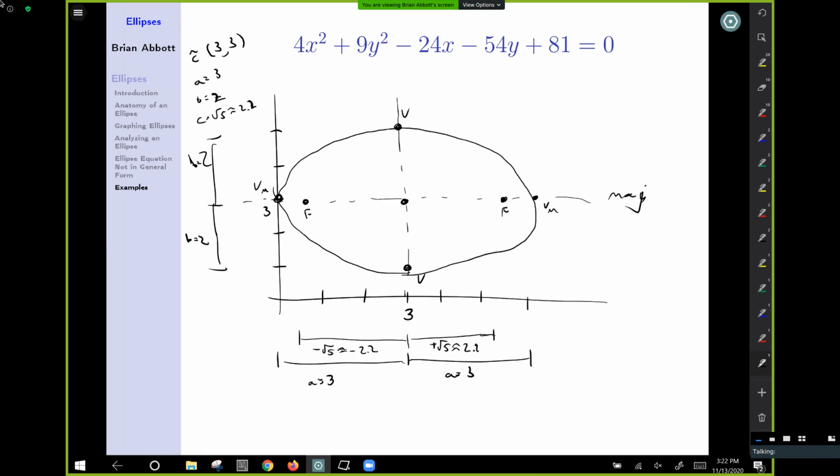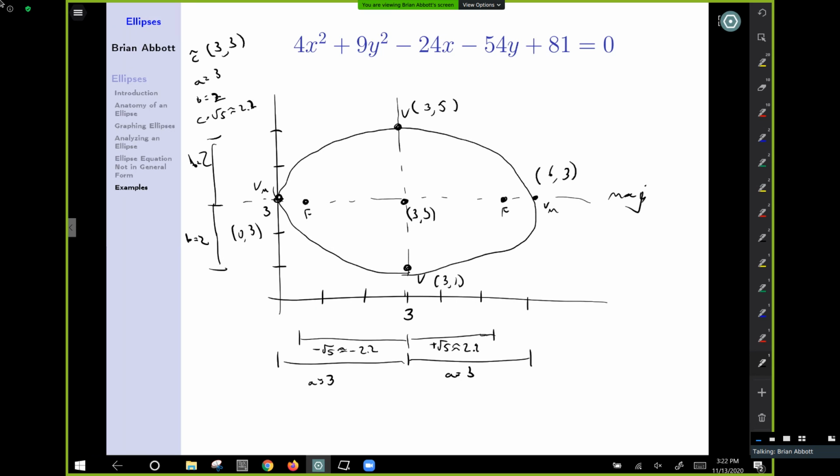That's pretty good. We could summarize all these points now. The minor vertex is 3, 5. The other minor vertex is 3, 1. The major vertex is 6, 3. The other major vertex is 0, 3. The center is 3, 3.